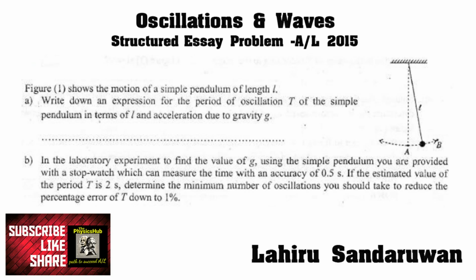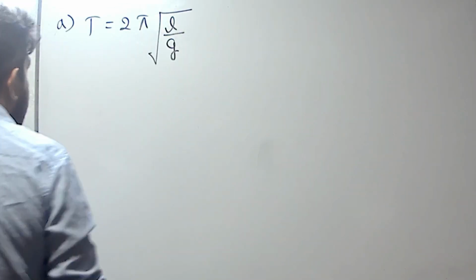Part B. In the laboratory experiment to find the value of g using a simple pendulum, you are provided with a stopwatch which can measure the time with an accuracy of 0.5 seconds. If the estimated value of the period T is 2 seconds, determine the minimum number of oscillations you should take to reduce the percentage error in T down to 1%. We can consider percentage error.